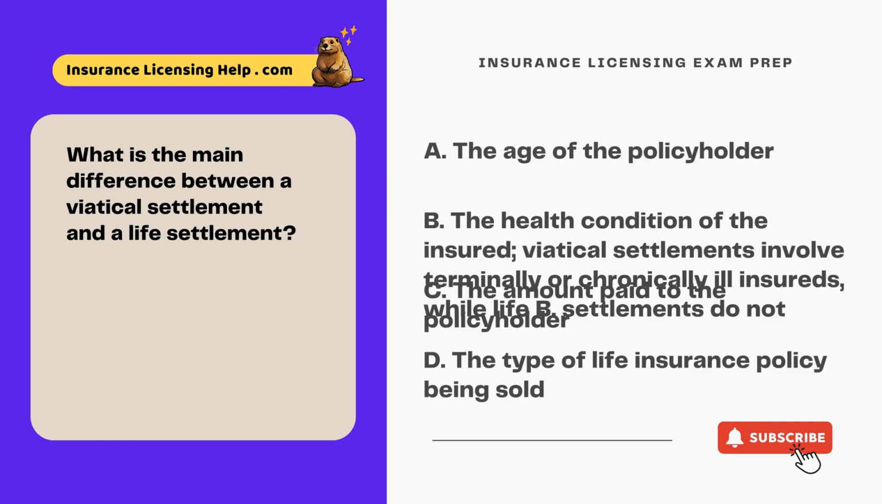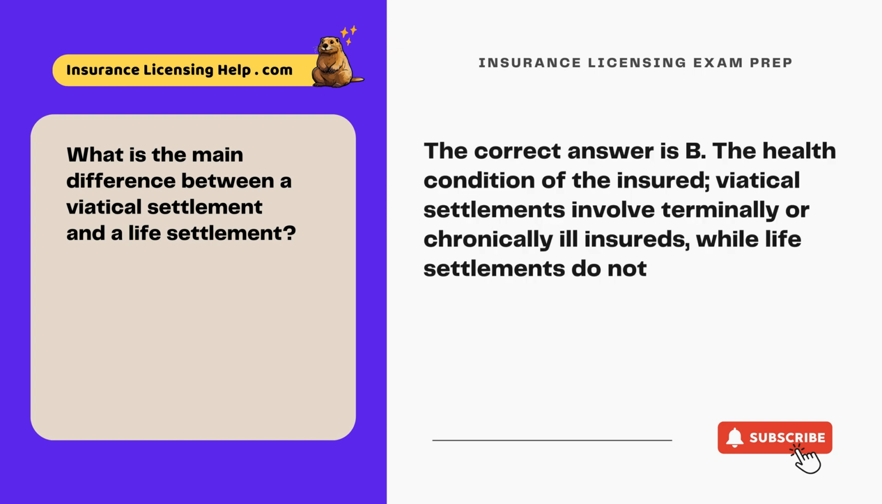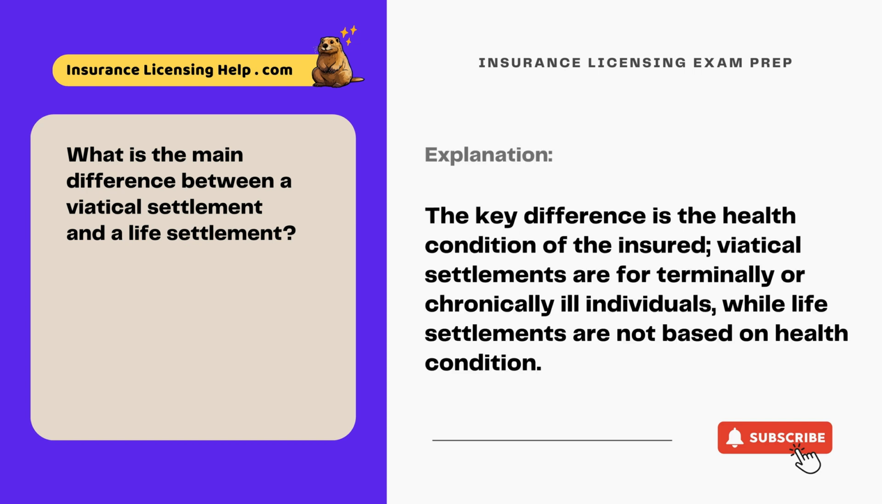What is the main difference between a viatical settlement and a life settlement? A. The age of the policyholder. B. The health condition of the insured. Viatical settlements involve terminally or chronically ill insureds, while life settlements do not. C. The amount paid to the policyholder. D. The type of life insurance policy being sold. The correct answer is B. The health condition of the insured. Viatical settlements involve terminally or chronically ill insureds, while life settlements do not. The key difference is the health condition of the insured. Viatical settlements are for terminally or chronically ill individuals, while life settlements are not based on health condition.